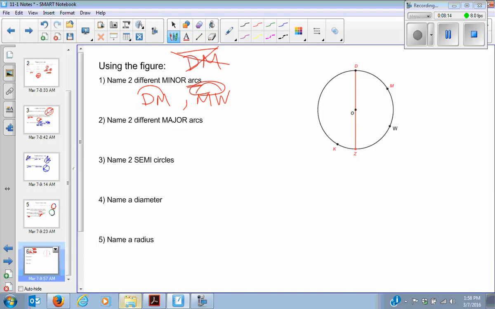So now we're going to name 2 different major arcs. And let's show you. The DM arc would be from here to here, right? And MW would be from here to here. So those are 2 different ones. You could do a whole bunch. You could have done D to W. You could have done Z to W. You could have done Z to M. All those would have been examples of minor arcs. You could have done Z to K. K to D would even be from here to here. K to D, make sure that's capital, would still be a minor arc.